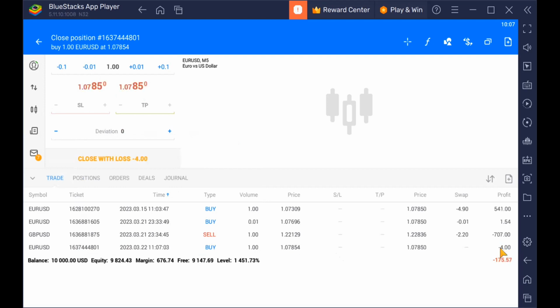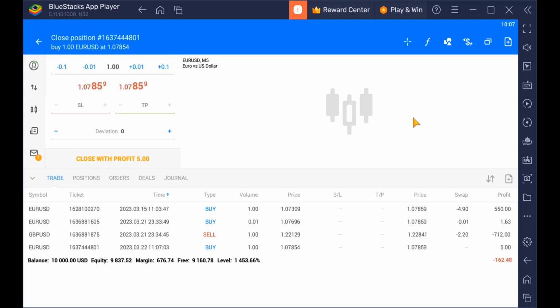It's just a random position opened. This one is on loss right now, a loss of $700. And this one is on profits. This one is on profits. So that's how it is. That's instant execution.